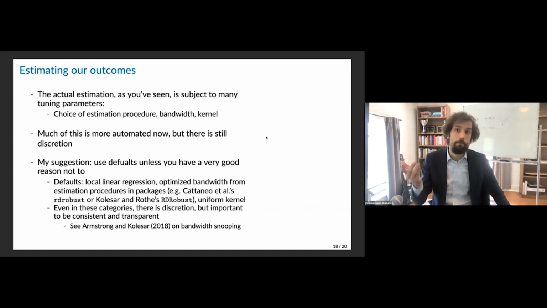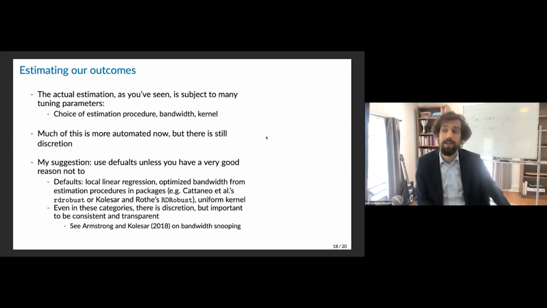That being said, that's already a choice that I'm making versus someone else. And so that's going to have issues. So even in those categories, there's discretion. And so the point is, it's really important to be consistent and transparent in what you're doing.